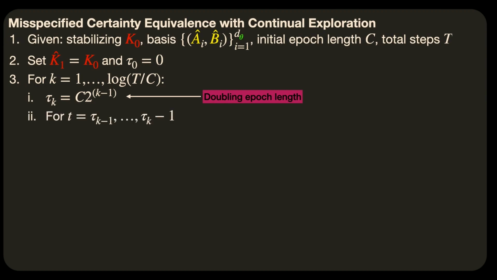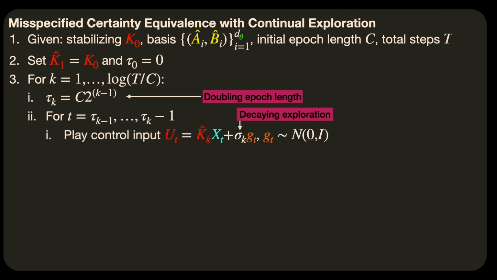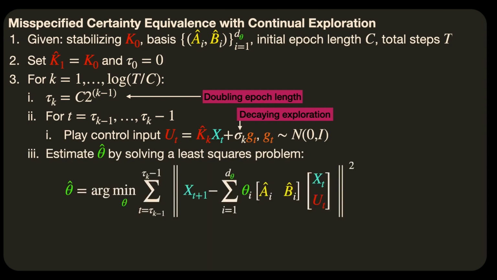Then for each step in this epoch, we're going to play the controller K hat indexed by the current epoch number, in addition to some exploratory noise. This noise will just be zero mean Gaussian, but scaled by a parameter sigma k that controls the level of exploration during the epoch. Using the data we've collected during this epoch, we're going to estimate the parameter theta hat by solving the least squares problem. In particular, we'll look over the data collected from the current epoch and minimize the one-step prediction error over the class of models representable by our misspecified basis.